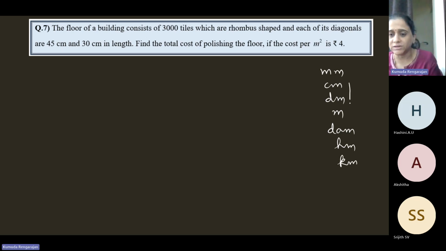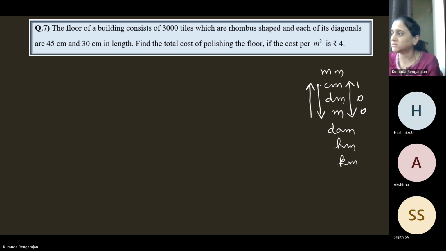To convert centimeter to meter, the number is 100. If you're converting centimeter to meter, small to big, you should divide by 100. If you're converting meter to centimeter, big to small, because meter is a bigger unit, you should multiply by 100. Small to big, divide by 100. Big to small, multiply by 100.